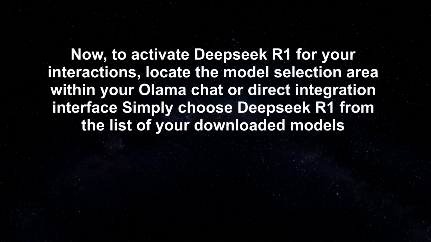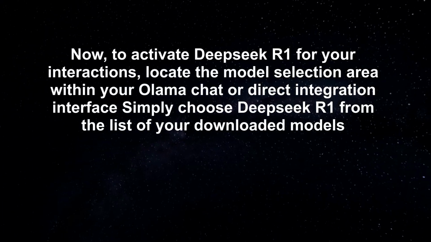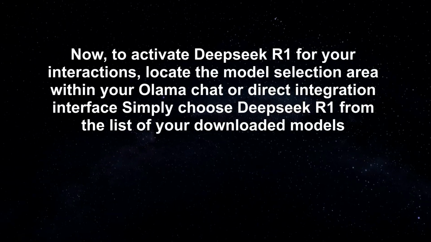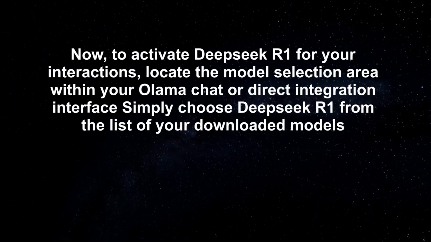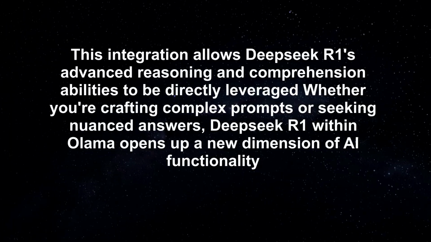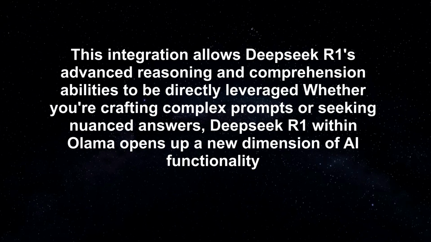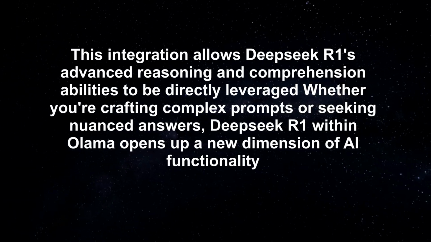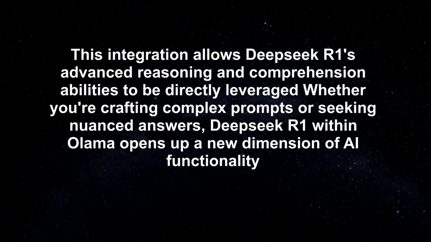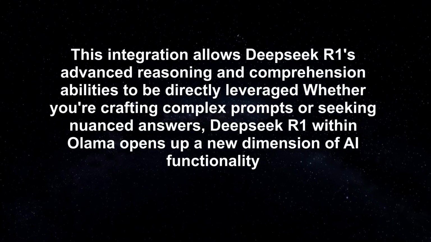Now, to activate DeepSeek R1 for your interactions, locate the model selection area within your Olama chat or direct integration interface. Simply choose DeepSeek R1 from the list of your downloaded models. This integration allows DeepSeek R1's advanced reasoning and comprehension abilities to be directly leveraged, whether you're crafting complex prompts or seeking nuanced answers. DeepSeek R1 within Olama opens up a new dimension of AI functionality.